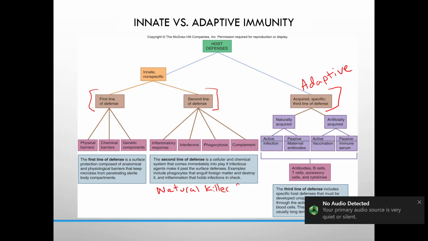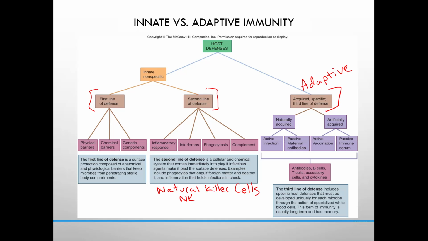Sometimes abbreviated NK cells. These cells are going to kill any cell that looks abnormal. So if the cell doesn't look right, it's going to be eliminated. Natural killer cells are known to destroy cancer cells and virally infected cells, any cell that looks abnormal. You also have fever.